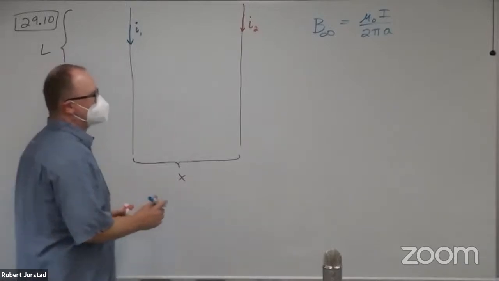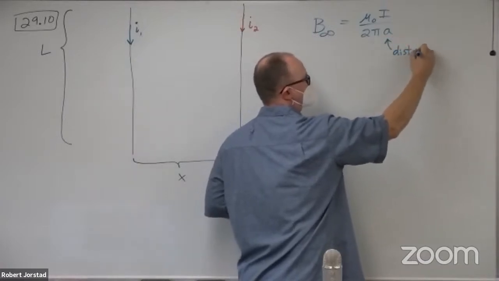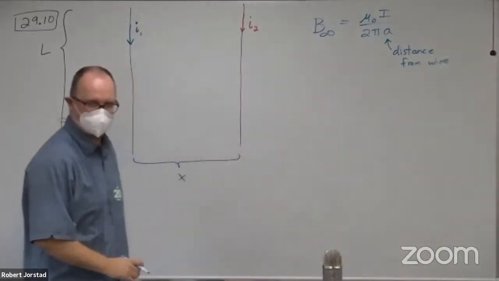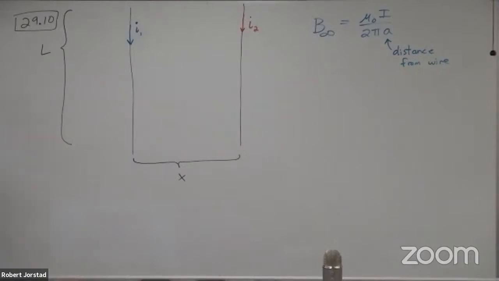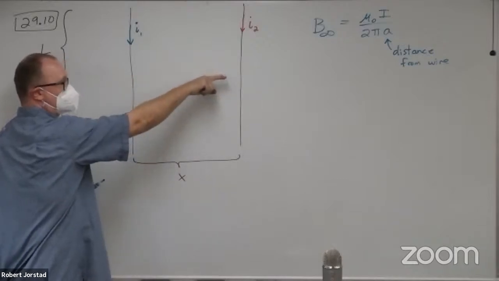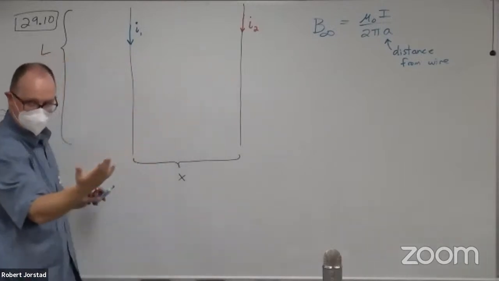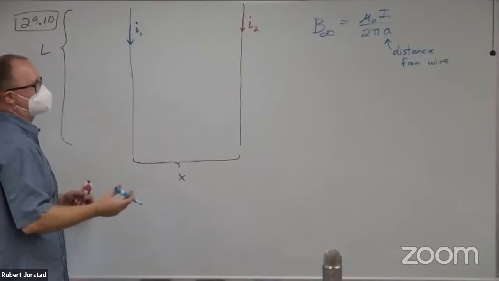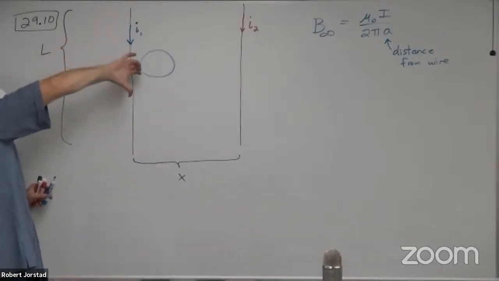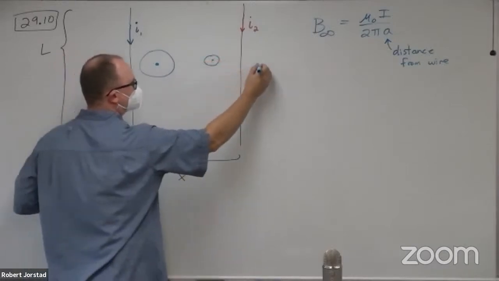So what does A mean? Distance, what distance? Distance from the wire. Is that a constant as we go over this direction? Is the distance from the wire constant as I go away from the wire? No. So where would the magnetic field be strongest? Close to the wire. So as I scoot over, the B field should get weaker, agreed?